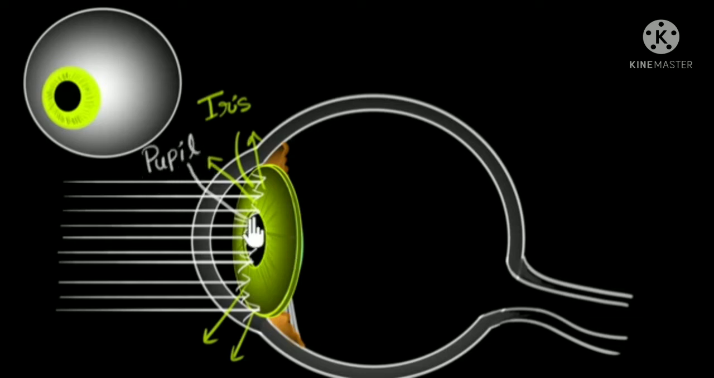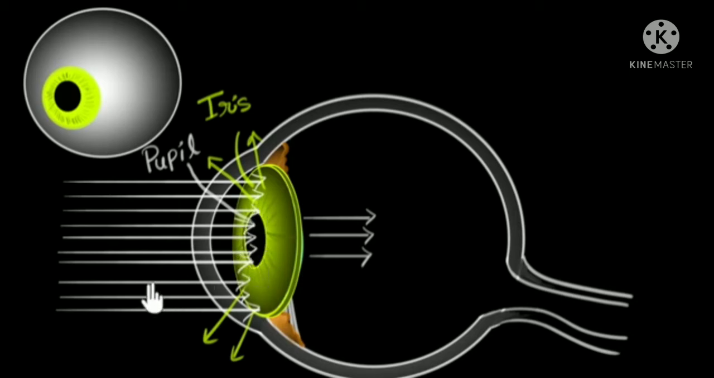And as you can see, the pupil is through which the light enters into our eyes. So through the pupil, light will enter into our eyes. And this is what enables us to see things. Now, our iris has a very important job. Its job is to control the size of this pupil, the hole.